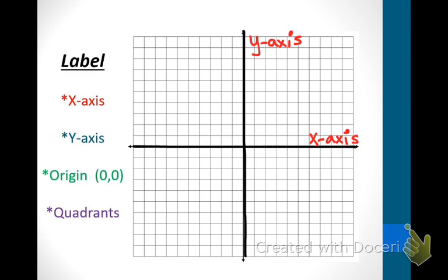All right, the next thing we want to label is our origin. Landon, come up to the board. Show me where is the origin. That is correct. Does anyone remember what the points were called for the origin? 0, 0 is correct.